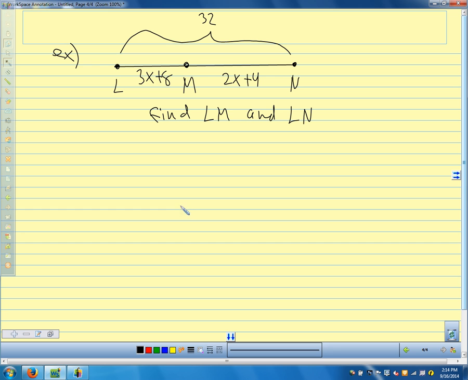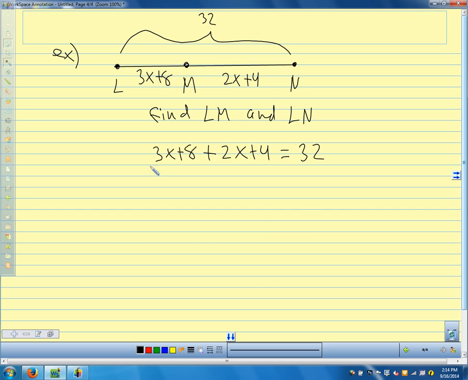So the segment addition postulate, what does it tell us to do with these 2 small pieces? Add them together. This small piece is 3x plus 8. We're going to add it to this other small piece, 2x plus 4, and it has to equal what? 32, the whole thing together. We're adding the 2 smaller pieces, it has to equal the length of the whole thing together.